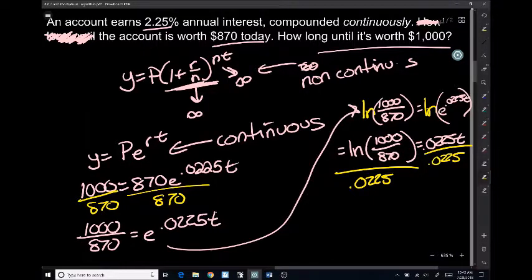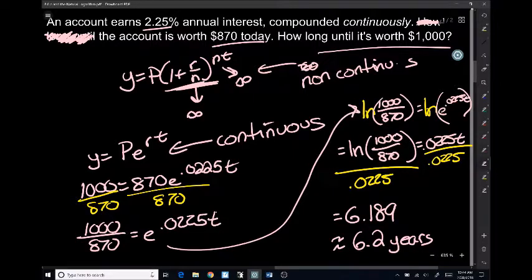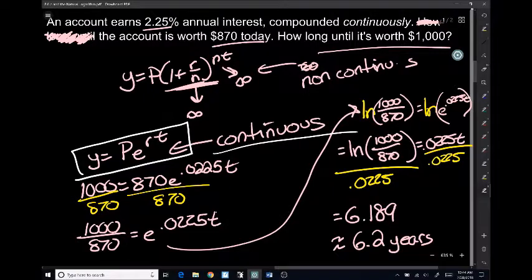And now I'm going to run the calculation. I did this off screen because my calculator on the computer is running very slow. This becomes 6.189, which we would call about 6.2 years. So that's just continuously compounded growth. Make sure that you use this formula whenever you see the word continuous.